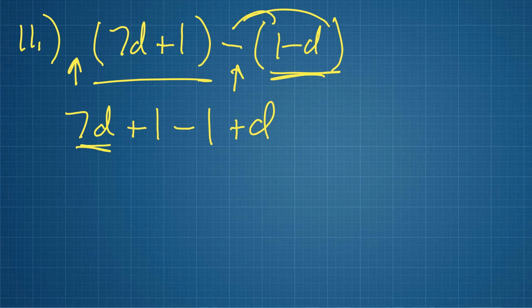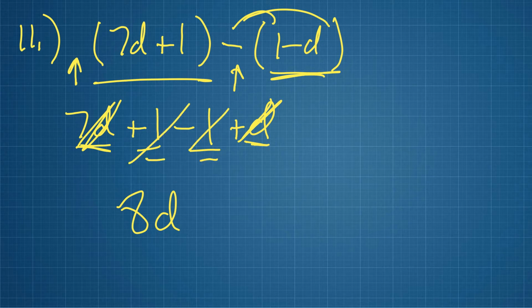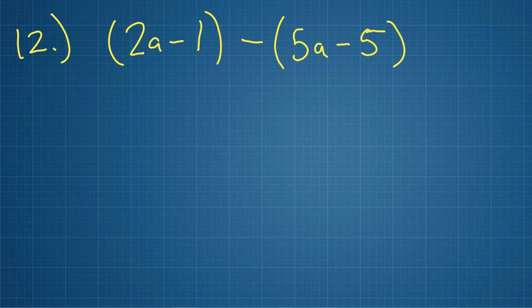Now I combine my like terms. 7d and d is 8d. Cross them off so I don't use them again. I have 1 and negative 1. They cancel each other out, so your final answer is just 8d. And that's it. Alright, 12, exact same concept.